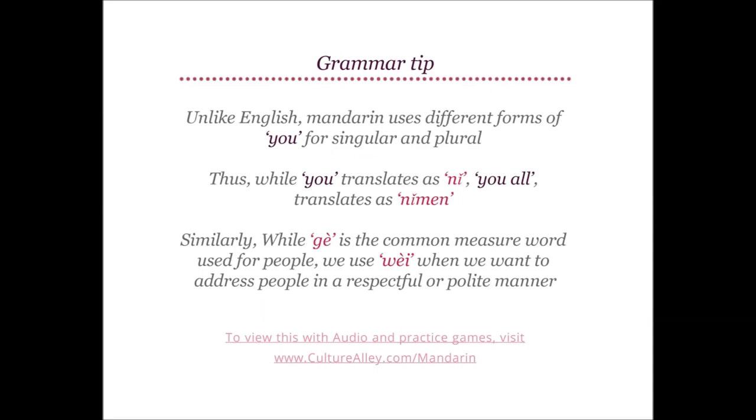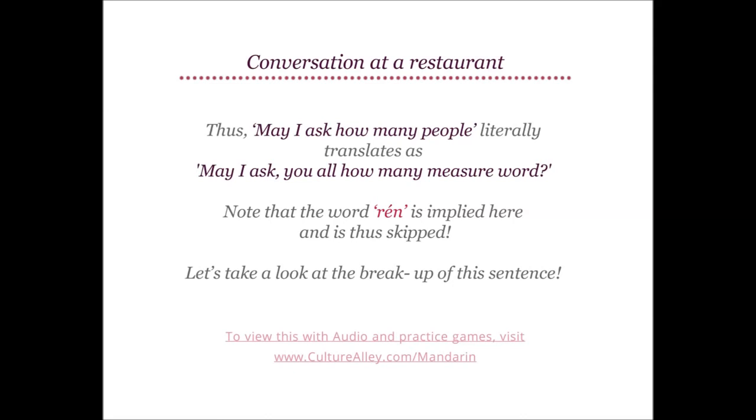Let's have a quick grammar tip here. Unlike English, Mandarin uses different forms of you for singular and plural. Thus, while you translates as 你, you all translates as 你们. Similarly, while ge is the common measure word used for people, we use 位 when we want to address people in a respectful or polite manner. Let's move on. In Mandarin, may I ask how many people literally translates as may I ask you all how many measure word. Note that the word 人, meaning people, is implied here and is thus skipped.